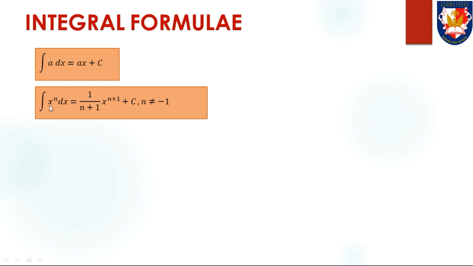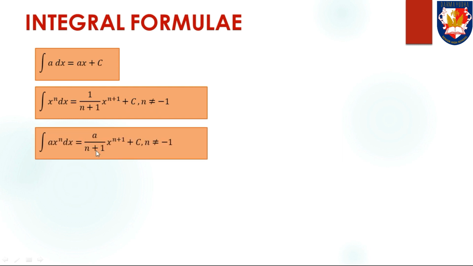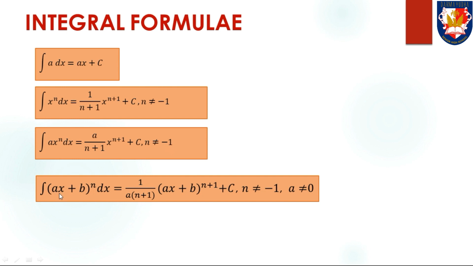Now let's use some formulas for integrals. Here are some integral formulas. The first one: the integral of a dx equals ax plus c. Second: the integral of x to the power of n dx equals 1/(n plus 1) times x to the power of n plus 1, plus c, where n is not minus 1. The third: the integral of ax to the power of n dx equals a/(n plus 1) times x to the power of n plus 1, plus c, where n is not minus 1. The last one: the integral of (ax plus b) to the power of n dx equals 1/(a(n plus 1)) times (ax plus b) to the power of n plus 1, plus c, where n is not minus 1 and a is not 0.